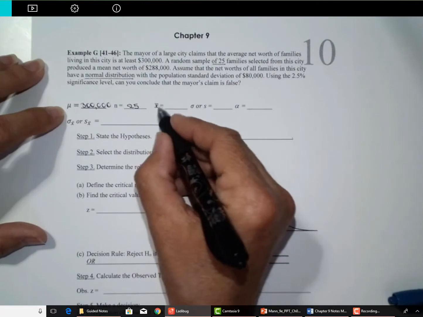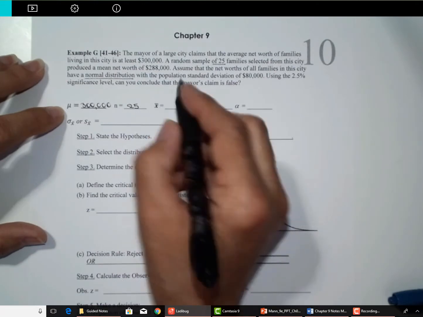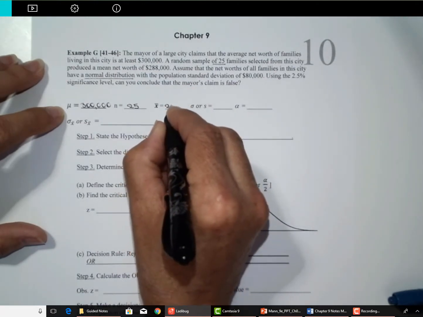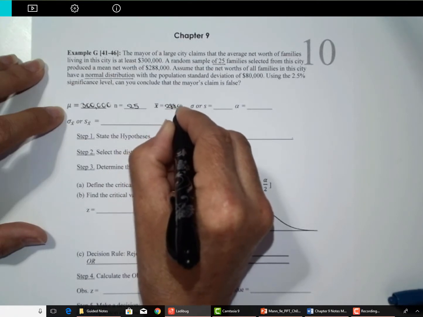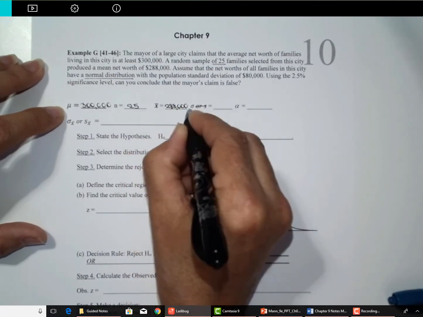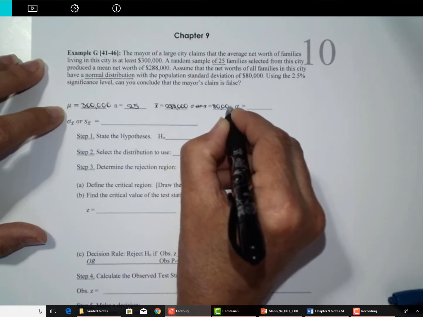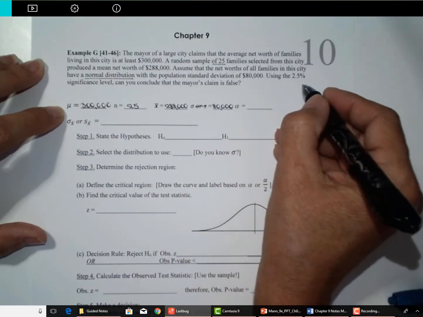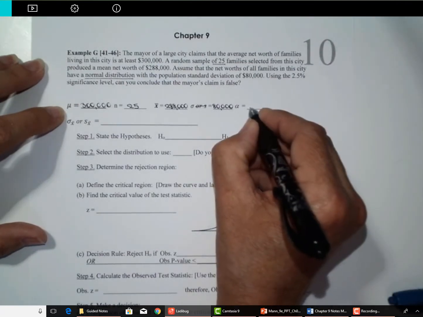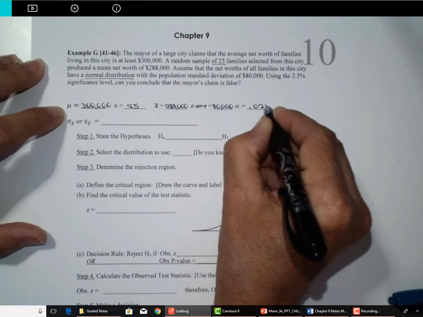The sample X bar, the sample mean that we took, turned out to be 288,000. And of course, you do have the population standard deviation given to you. It is 80,000. And the significance level we want to work with is 2.5%, which is 0.025.